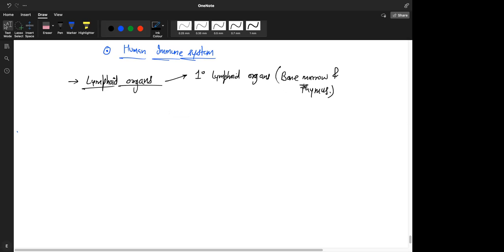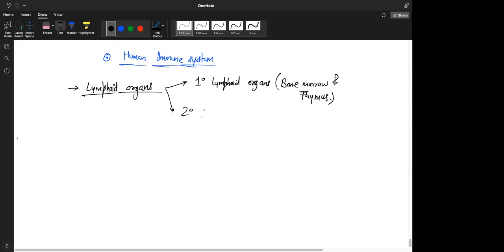So there are 2 primary lymphoid organs which secrete lymphocytes, bone marrow and thymus. And there are many secondary lymphoid organs in our body, which again do the same thing.